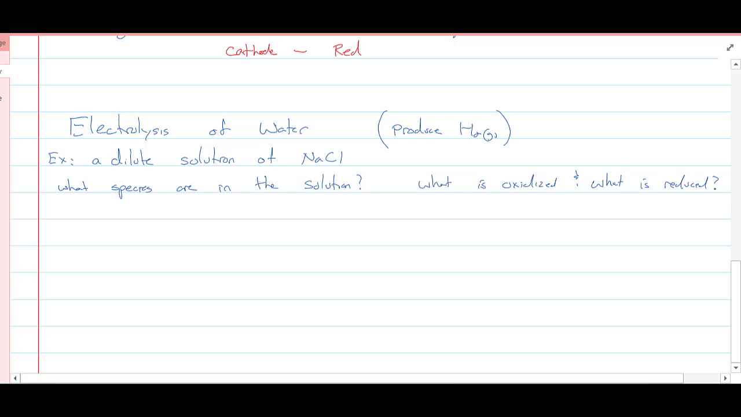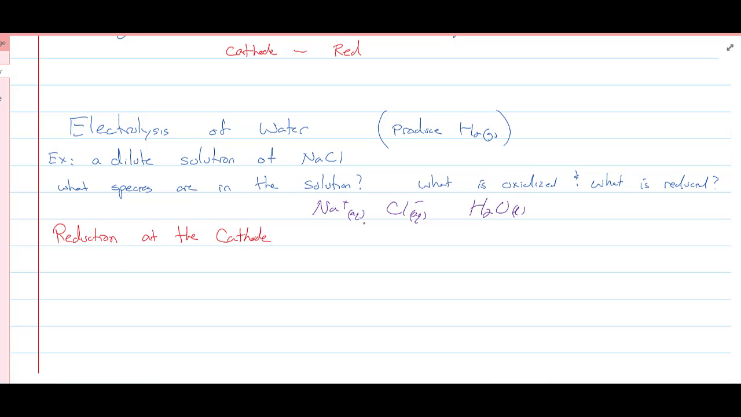Good question. So let's talk about the reduction at the cathode. So let's define our species real quick. So I have Na+, Cl-, and I would have H2O liquid. Those would be the three things in water. Reduction at the cathode. What can I get reduced?